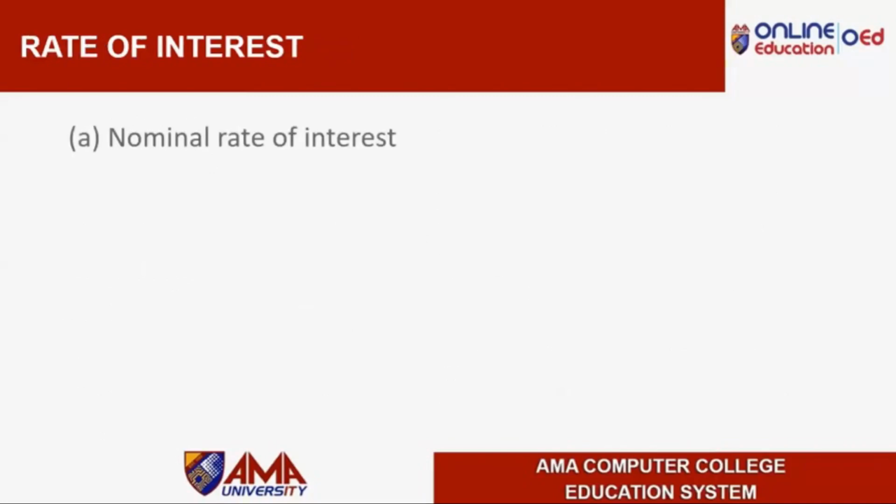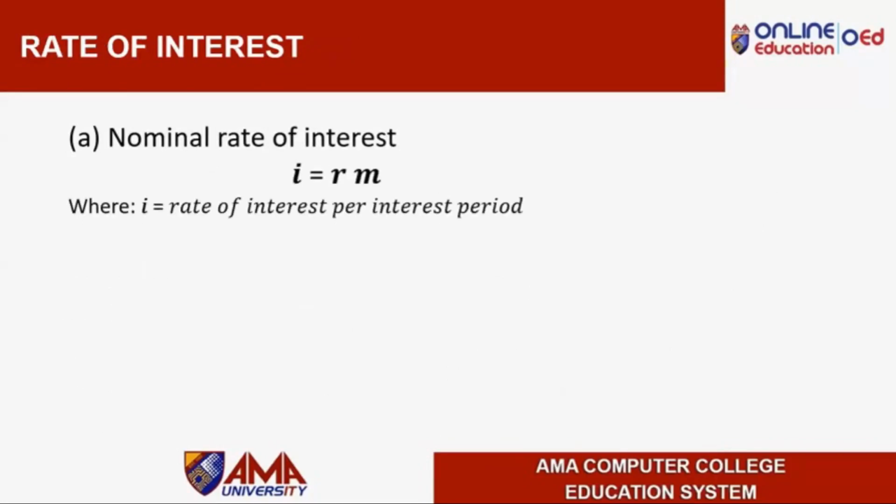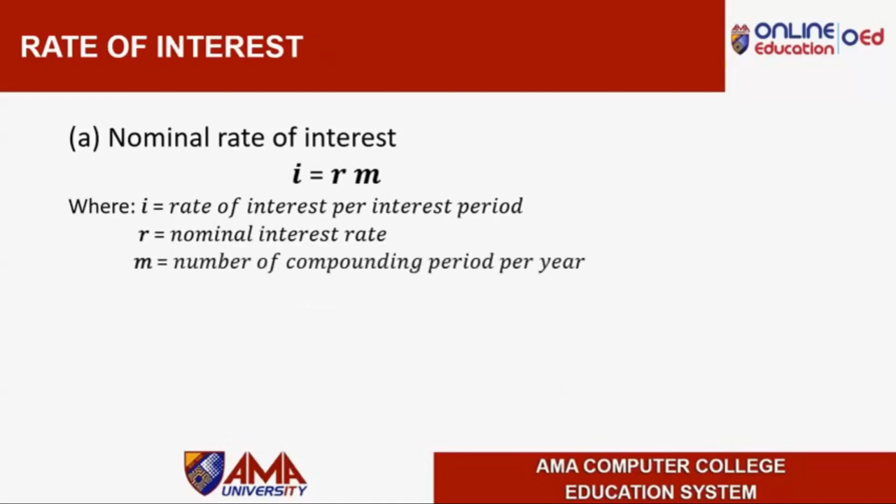Rate of interest, okay? We have the nominal rate of interest. So i is equal to r/m, where i is the rate of interest per interest period, r is the nominal rate, and m is the number of compounding periods per year.